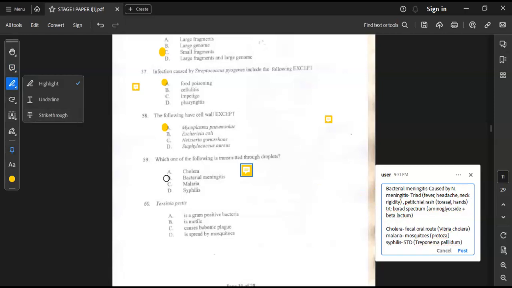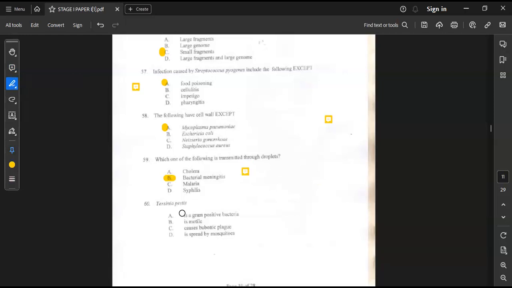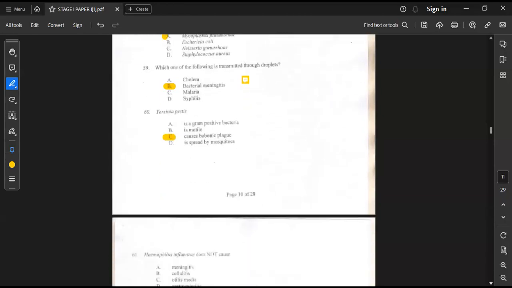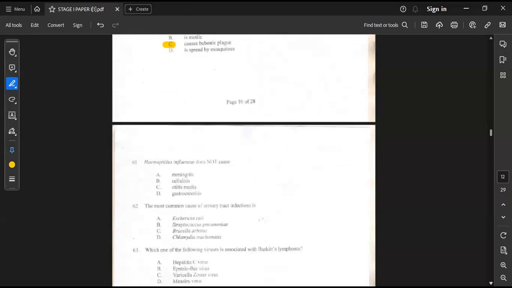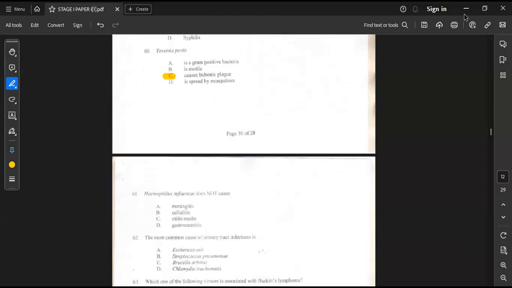Guys, who can pronounce this? Yersinia pestis. That one, yeah. Is a gram-positive bacteria, is motile, causes bubonic plague, and is spread by mosquitoes. That one causes the plague. Was it gram negative?